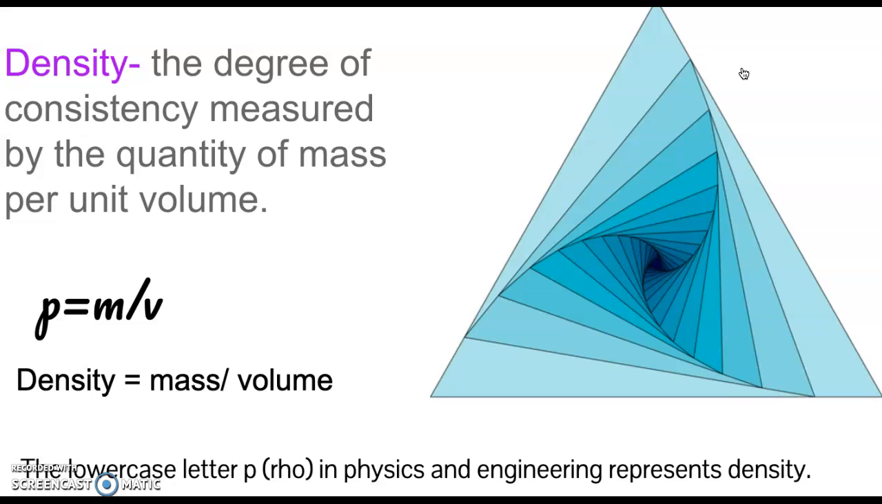Some objects float in water, they're less dense. Other objects sink, they're more dense. And that has to do with the arrangement of the particles for that object. And then you can kind of see that relationship based on the calculation, mass over volume. It's a very large mass over a very small volume. It's going to be a larger density. Therefore, more dense means it's going to sink.